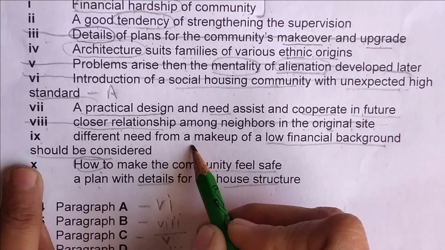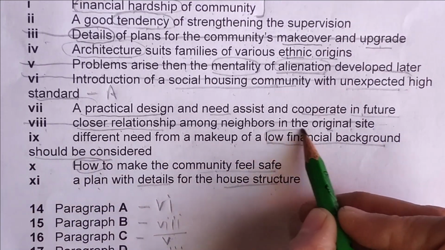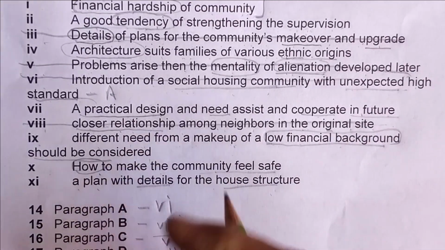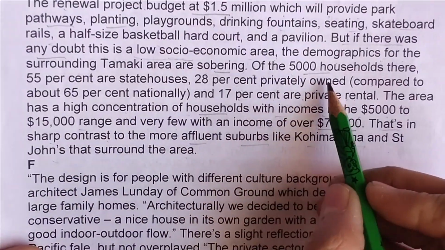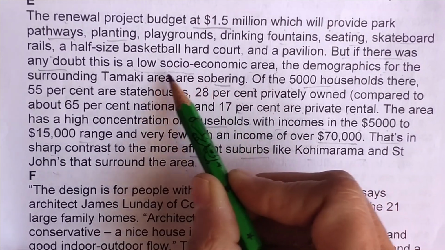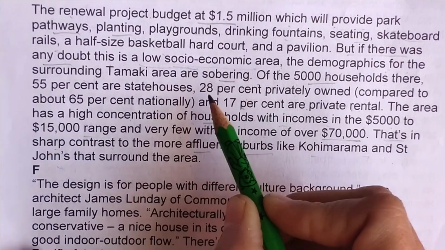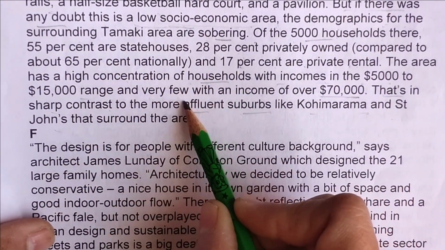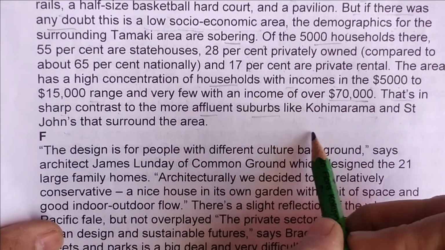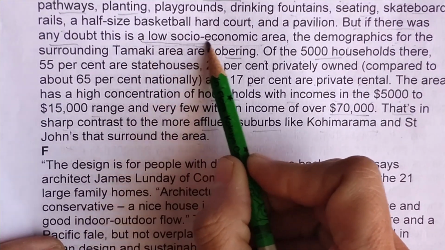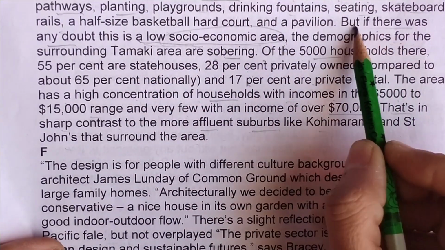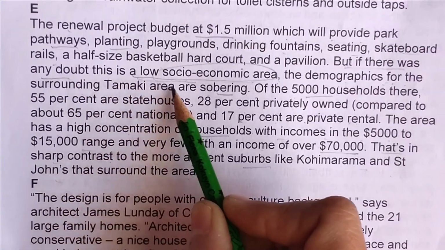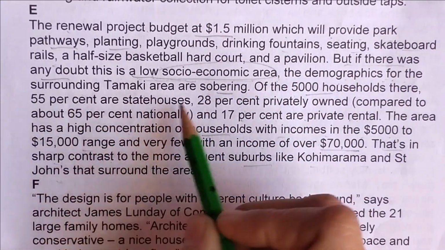9th, different need from a makeup of low financial background should be considered. So yes, they are talking about low socio-economic area. And 5 were stakeholders. So everything what I showed to you is a low socio-economic area, the demographic. But if there was any doubt, there is a low socio-economic, the demographic.